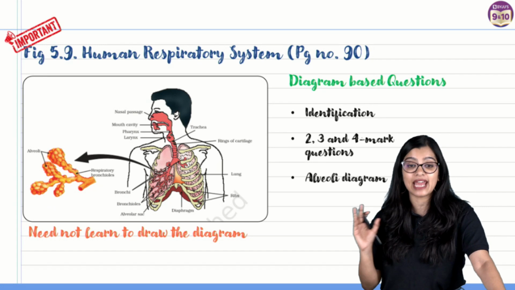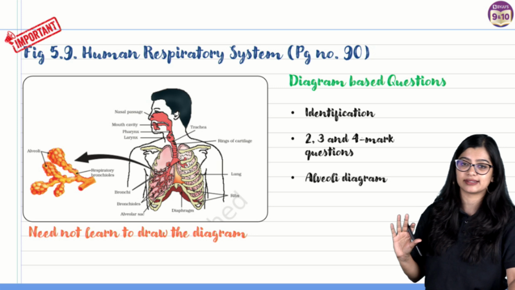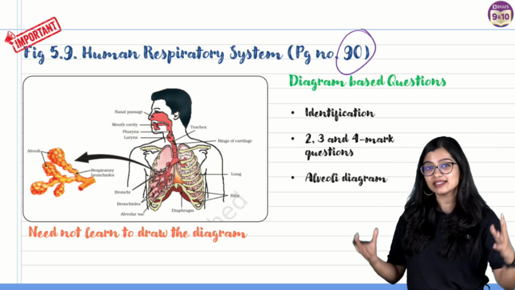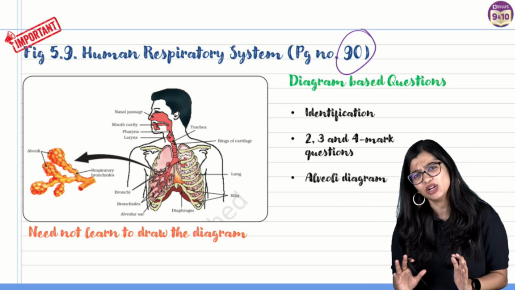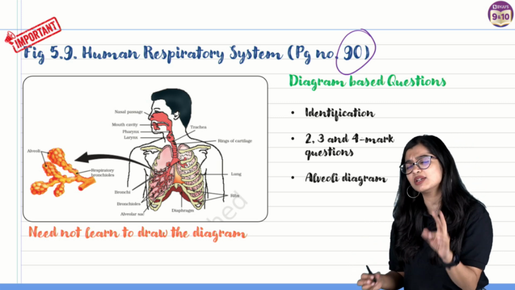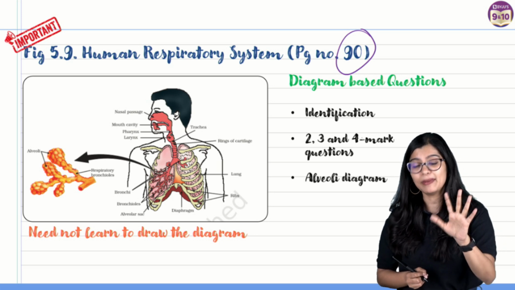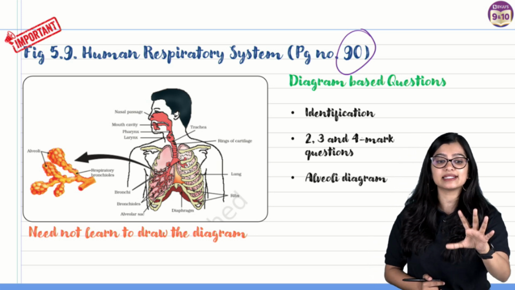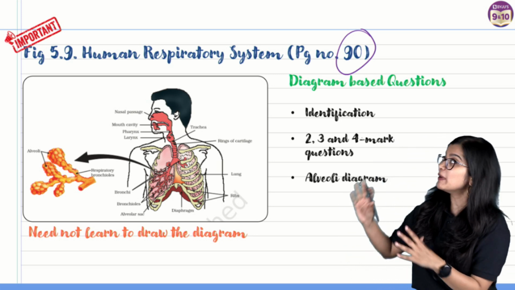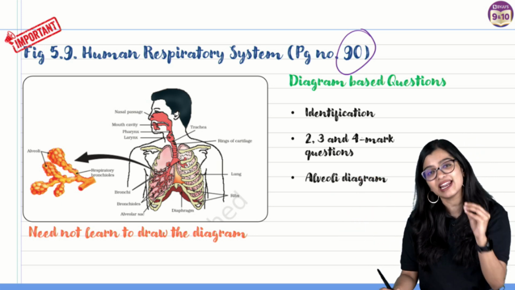Now we will move on to the next diagram, which is figure 5.9, the human respiratory system, that is there on page 90. Now, our team has analyzed the past 10 years' papers, and on very rare occasions, I would say probably out of 10 years, in 1 or 2 years, they've actually asked to draw the human respiratory system. But I will be honest with you. CBSE has said that we will be leaning more towards competency, which means chances of them actually asking you to draw the diagram of the human respiratory system is very, very less.